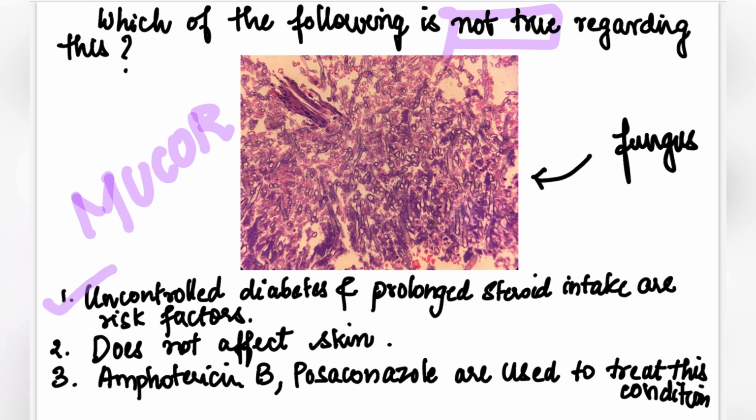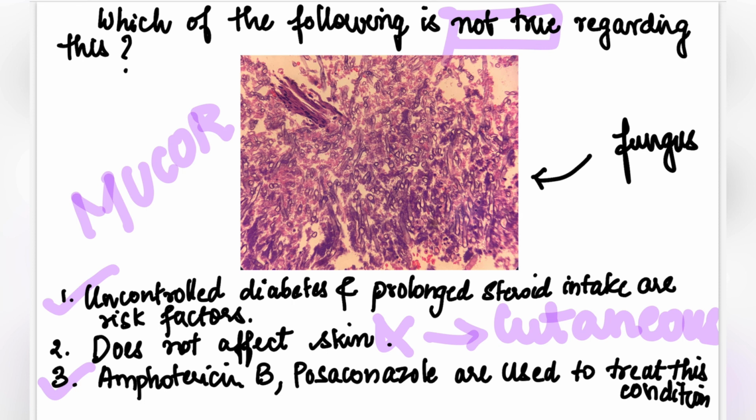So this is true. Does not affect skin? No, this is wrong. Why? Because there is a type of mucor known as cutaneous mucor. And the third option is amphotericin B, posaconazole are used to treat this condition. This is also right. I hope you understood this small topic. However, it is a very high yield topic.